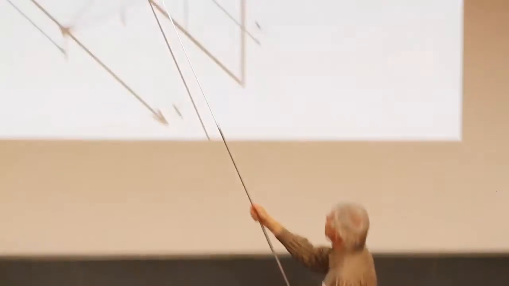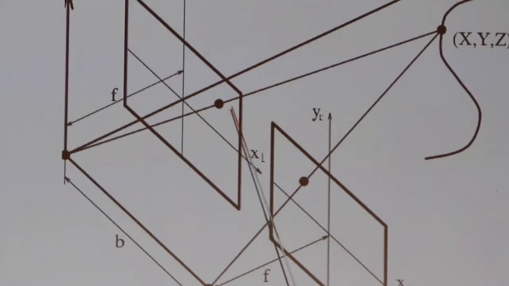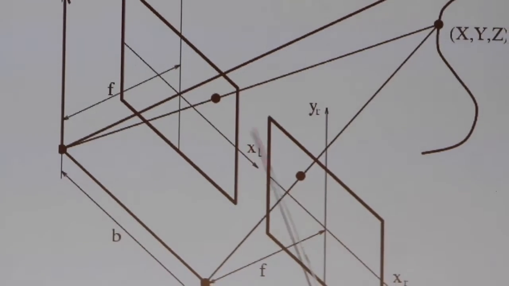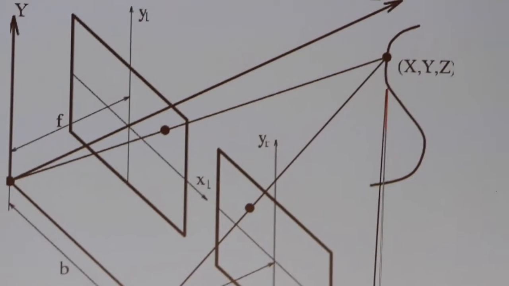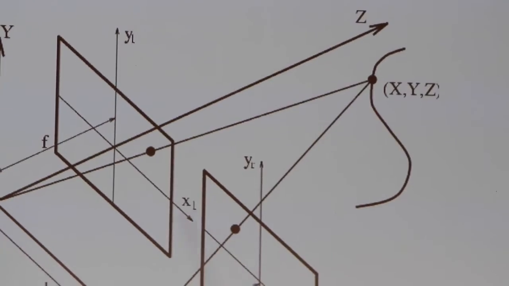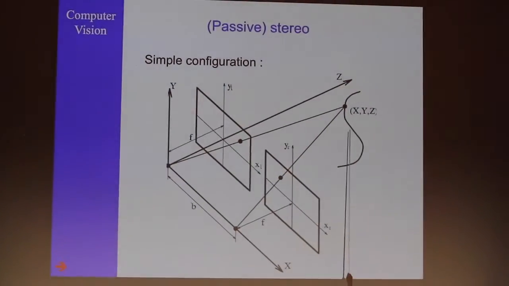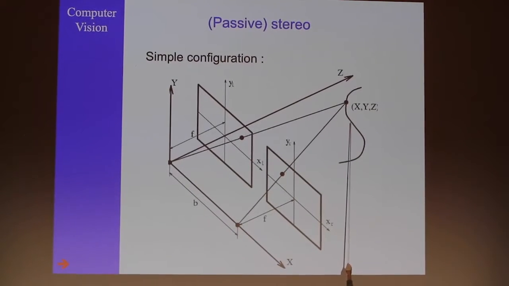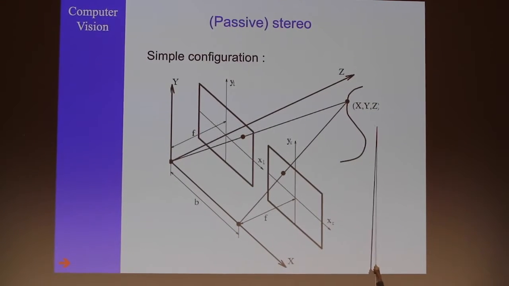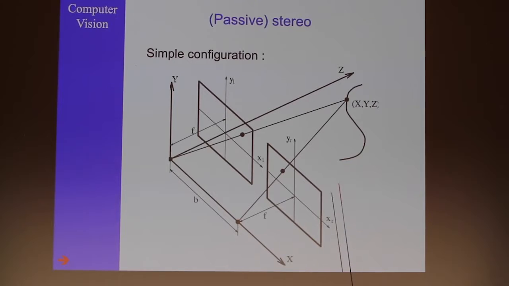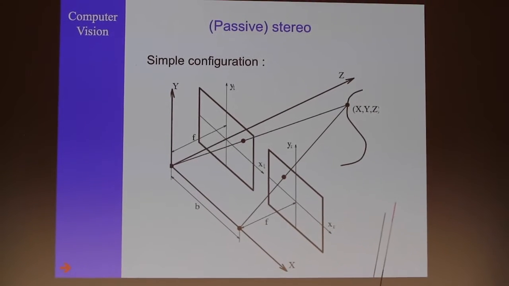So then we apply triangulation. Suppose we know these two corresponding points here, so projections of the same point in 3D. Then we can draw the two projection lines, see where they intersect, and that gives the 3D coordinates of our point. So that is what we're about to do now.